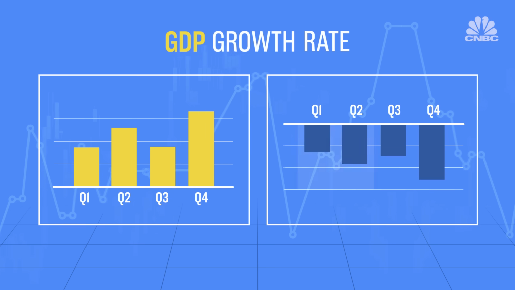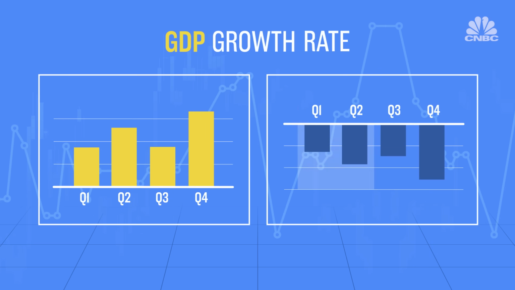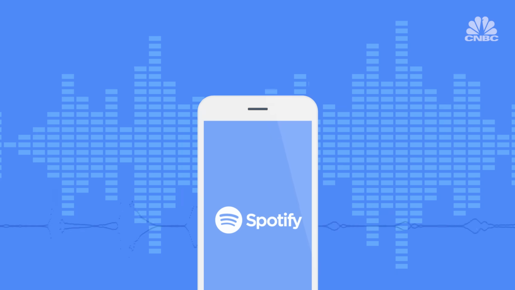Two consecutive quarters of negative GDP growth are referred to as a recession. But GDP doesn't always give a full picture of the economy. Critics say the equation puts too much weight on production and manufacturing, and not enough on services and the digital economy. Just think of Spotify.